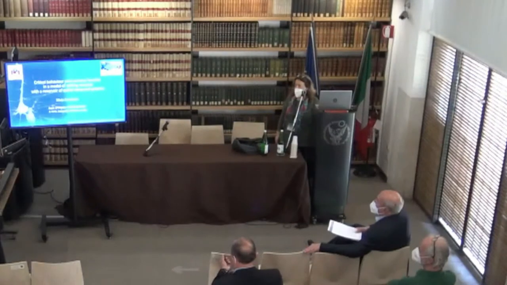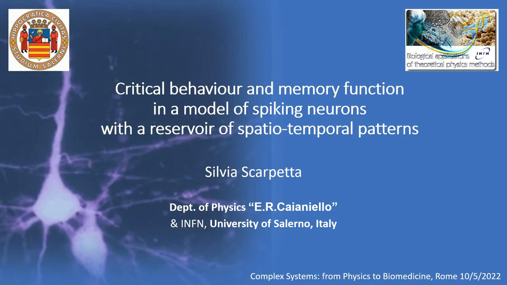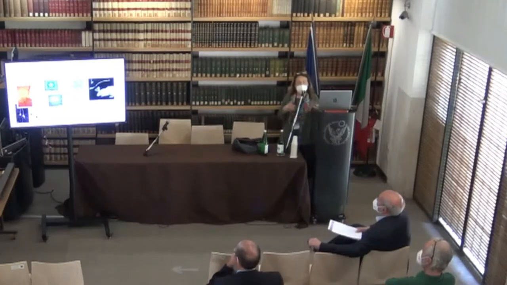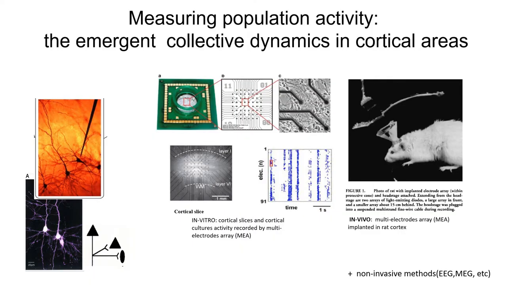And I will talk about a spiking model that tries to account for some of the features that are observable in the cortex. Actually, recent measurements allow us to measure, with high spatial and temporal resolution, the activity of many neurons at the same time, the collective activity of many neurons in the same moment. This allows a comparison with models about how this collective activity emerges from the interaction among units.